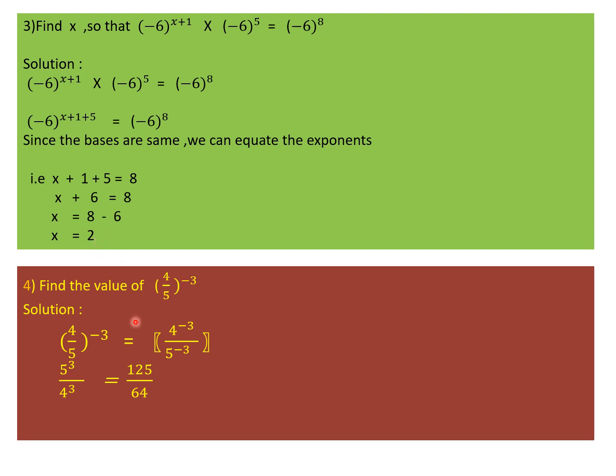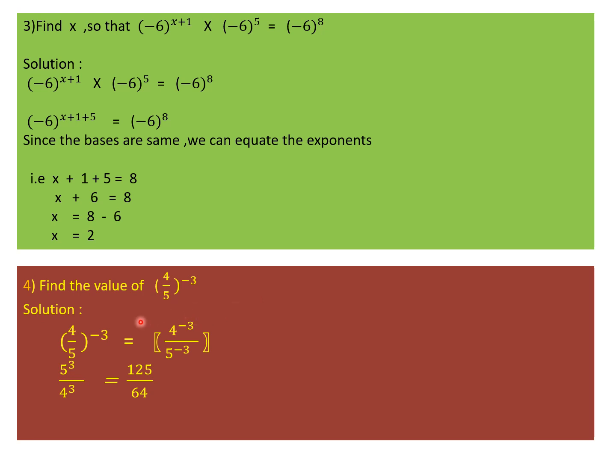Next sum. Find the value of 4 by 5 whole power minus 3. It is a negative exponent. We want to find the value. How to find out? That is, from the exponent, we want a fractional number or a whole number.